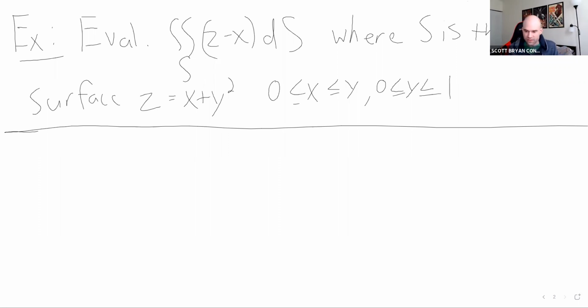Okay, so since we have z by itself, we have z equals a function of x and y. This is the graph of that function of x and y. So if you get z by itself in terms of x and y, the easy way to do this is just let x be x, y be y, and then z is x plus y squared.